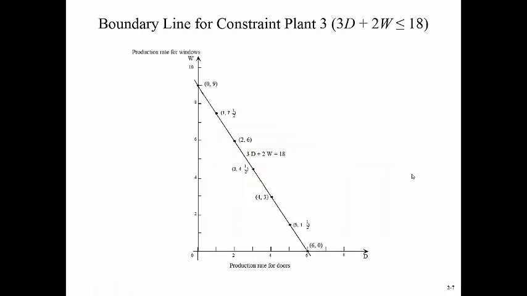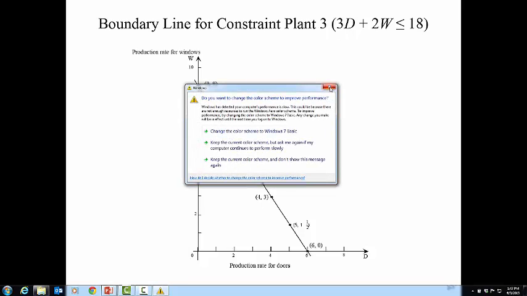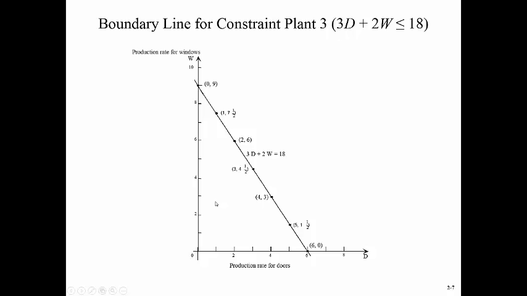Well, the third constraint, if you recall, was for plant 3, and it said, well, plant 3 is actually used for both doors and windows, and it takes 3 hours for each door on plant 3, and it takes 2 hours for each window on plant 3. So what happens is we can draw a line that represents the boundary that we could possibly produce. So for example, if we produced no windows and we asked ourselves the question, well, what's the most number of doors that we could produce? Then the answer would be 6, and we're down here at this point 6, 0.